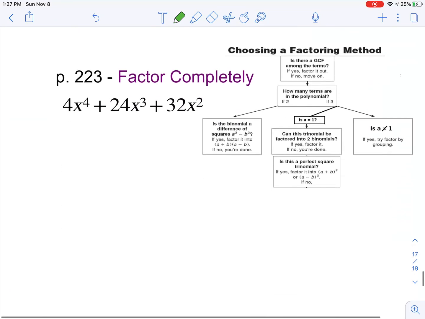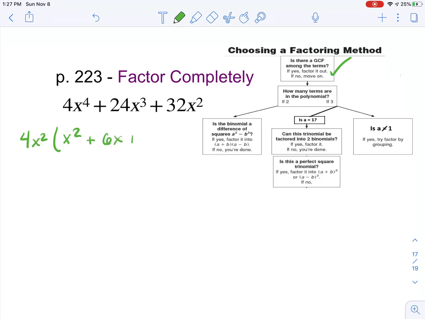So let's apply this flowchart to a specific example so you can see what I mean. The first question is: is there a GCF among the terms? If we take a look at this example, we do have a GCF. We have a common 4 and a common x squared. So I'm going to factor that out, which will leave me with x squared plus 6x plus 8.